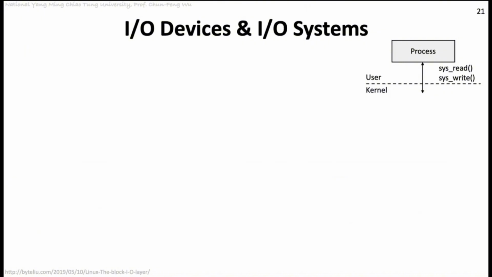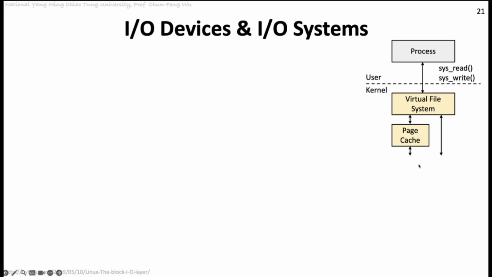For the I/O device and I/O systems, let me give you a top-down overview of what happens here. When the processor calls a system read or system write, because read and write are file-related system calls, inside the kernel we first run the virtual file system. Below the virtual file system there are two paths. One is the page cache, because we first check whether the data is in the page cache. If it is, we can return it. If not, the request is sent to the mapping layer.